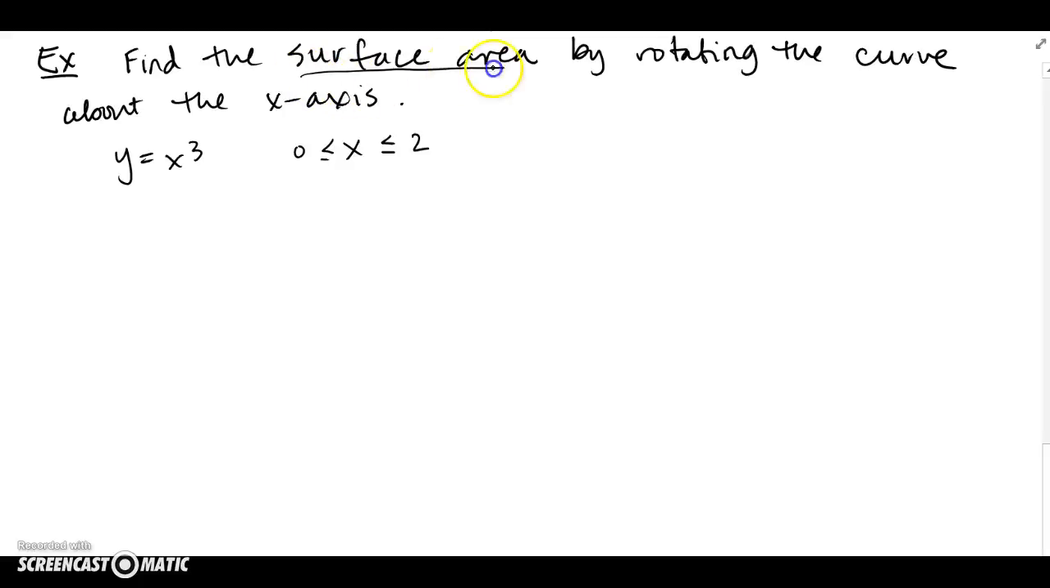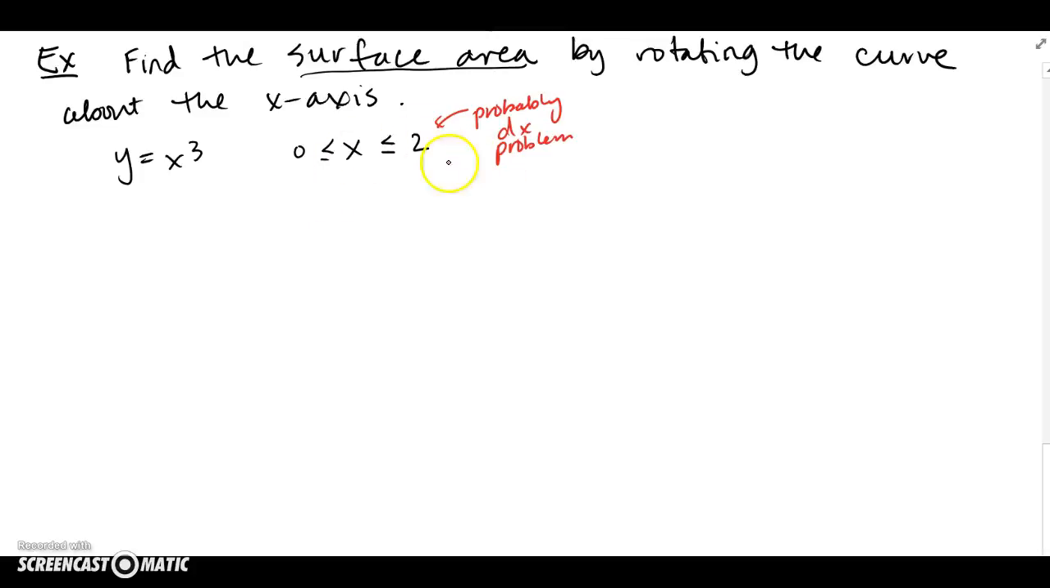So find the surface area by rotating the curve about the x-axis. Our curve is y equals x cubed, and we're doing it over this interval about the x-axis. Since I'm given x values, not that this will always be the case, I'm guessing this is going to be a dx problem.